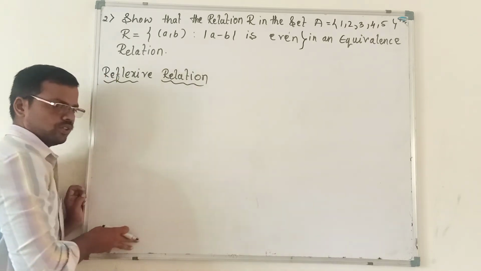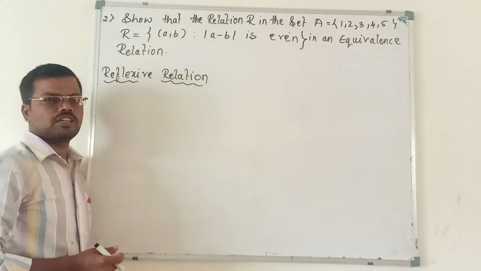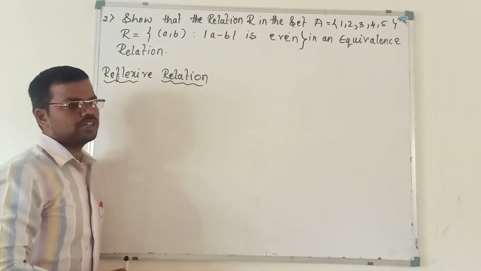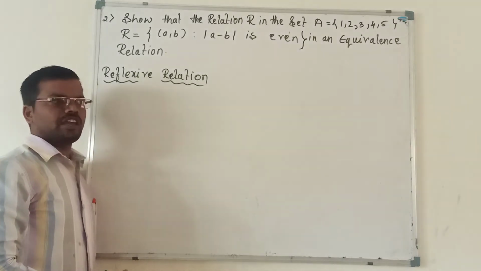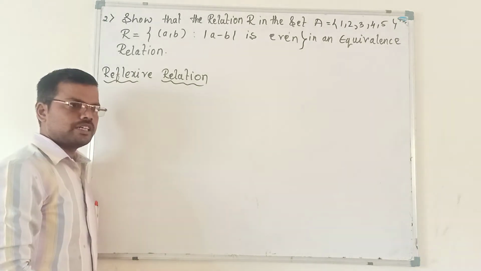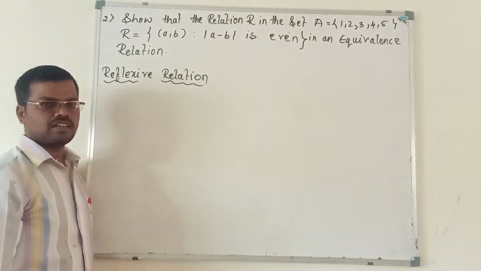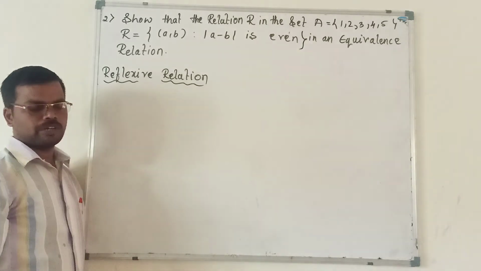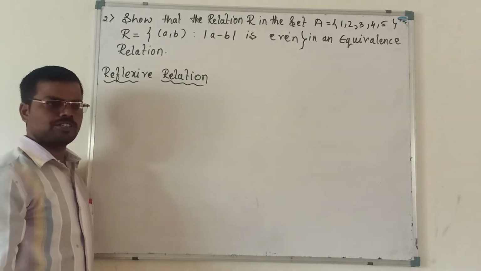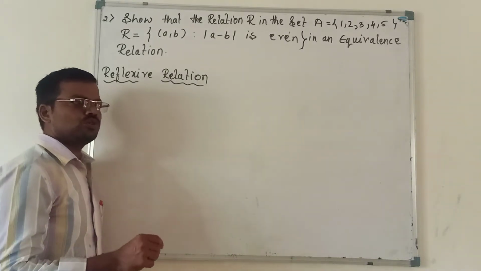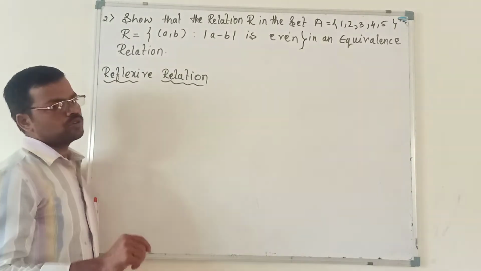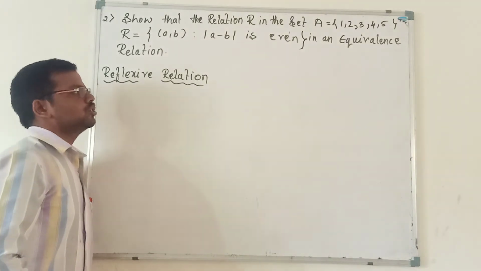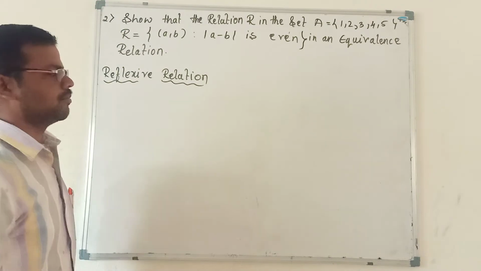So 0, if you take 0, it is an even number. Why? How to identify an even number: if any number is divisible by 2, then we call it an even number. For example, 4 is divisible by 2, 6 is divisible, so we call them even. Similarly, 0 is also divisible by 2, so we consider it as an even number. So 0 is also called an even number.